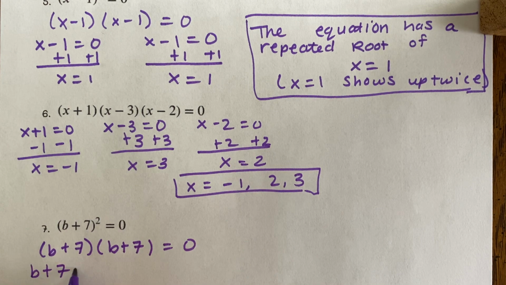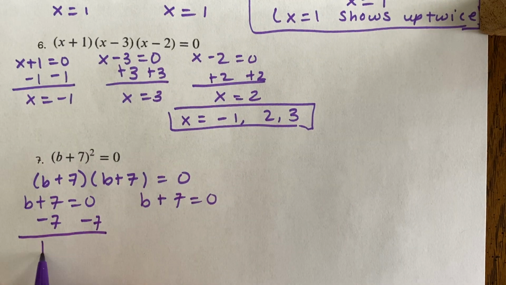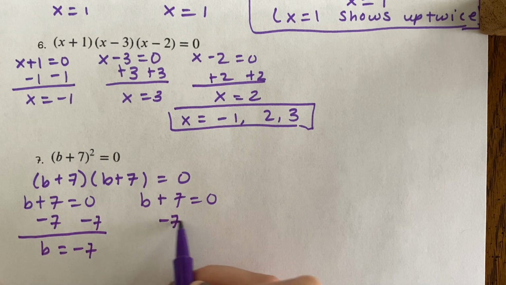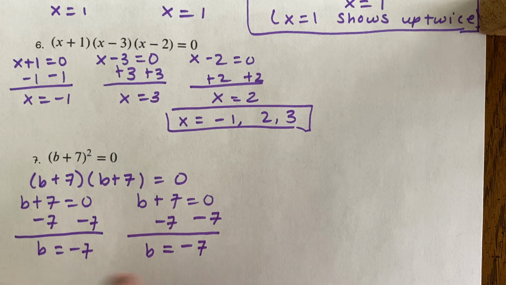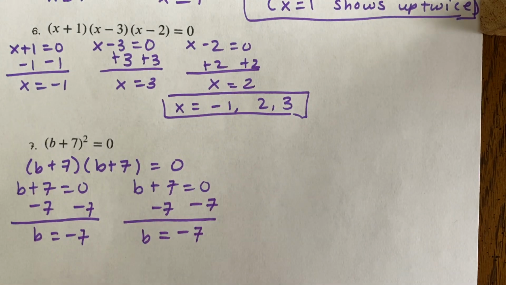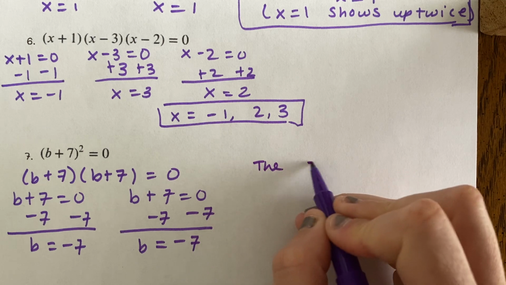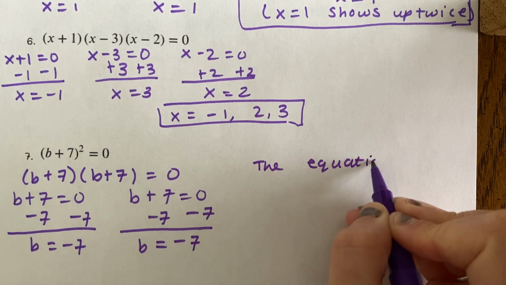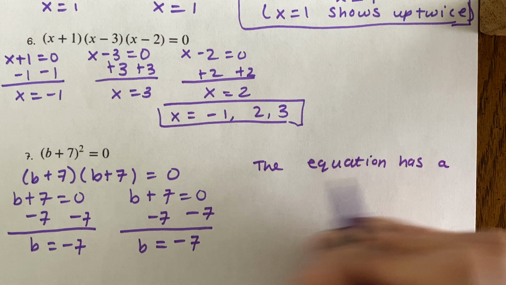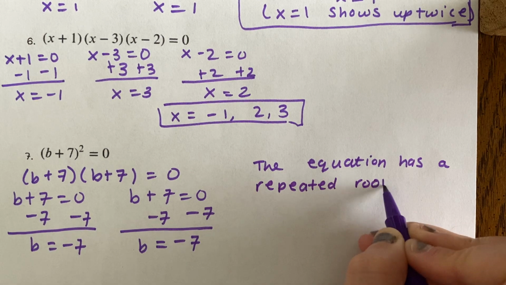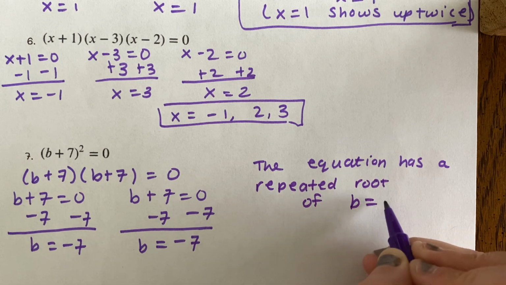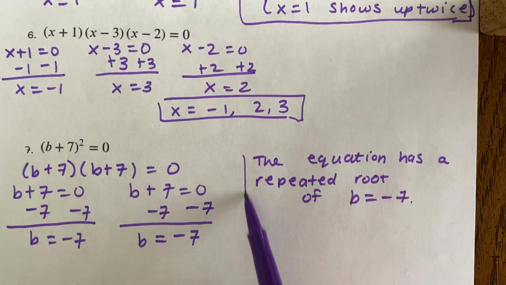And then the last one, b plus 7 times b plus 7 is equal to 0. So b plus 7 equals 0, and b plus 7 equals 0. Subtract 7. So b equals -7. So again, we have a repeated root because -7 shows up twice. So the equation has a repeated root of b equals -7. And there is my answer.